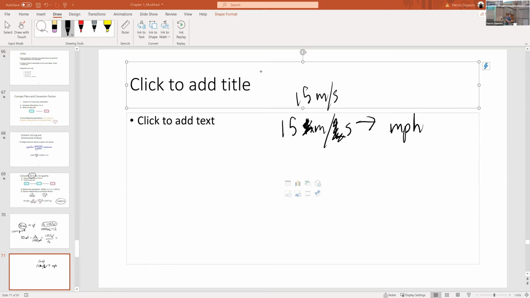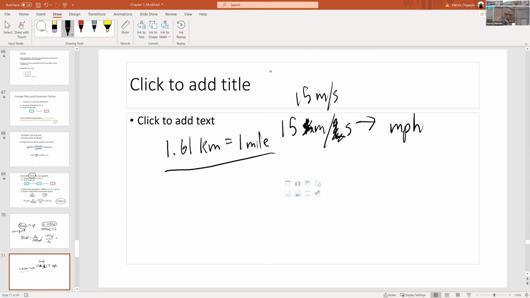Anyway, let's do this. Meters per second to miles per hour. The only conversion that will be given is 1.61 kilometers equals 1 mile. Those of you who ran track should know that one.